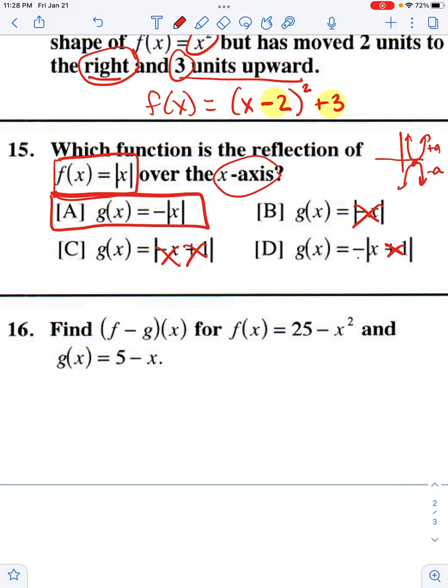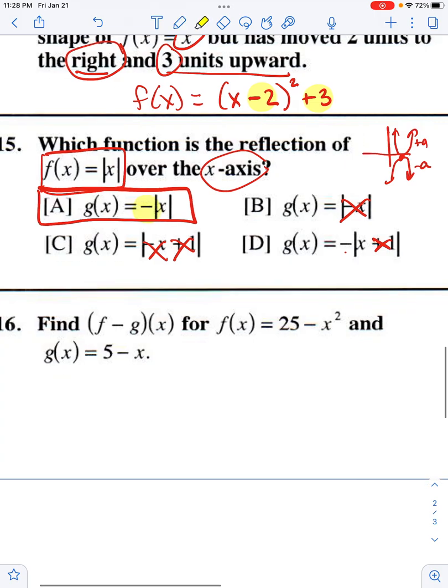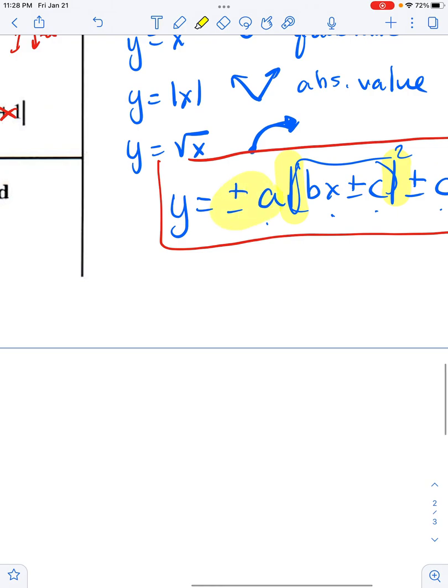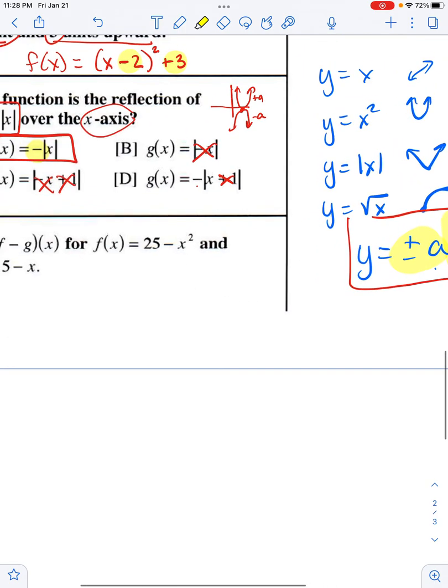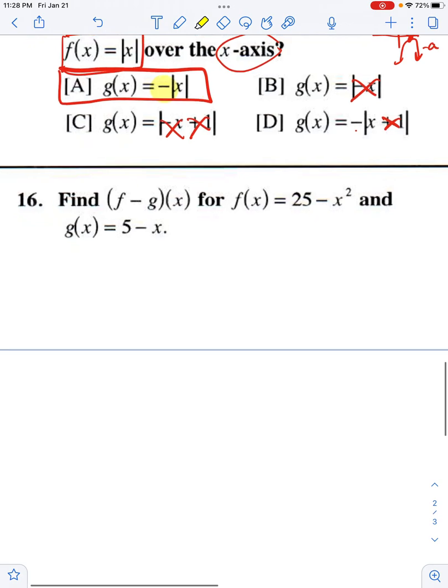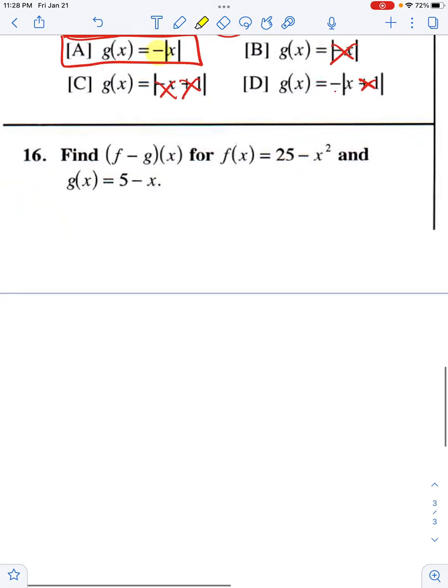So a is the one where you're taking the original function of plain old absolute value x and you're flipping it over the x-axis by putting a negative out front, which is coming back to this also, knowing what those pieces are. So know that, have it in front of you and know how to use it.